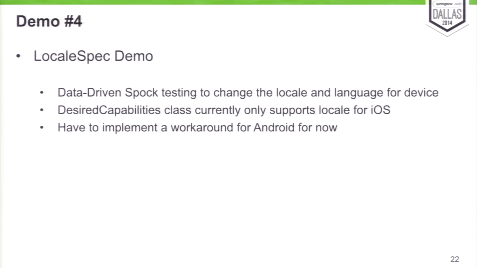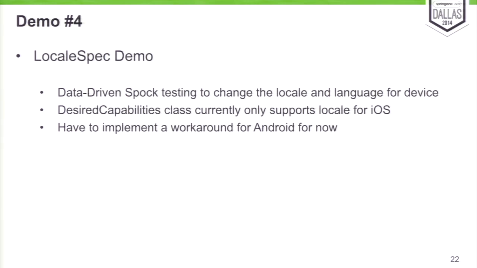So let's do a demo. This demo is only going to work on iOS today. I did have kind of a workaround working for Android, but I won't show it in this demo. But that desired capabilities class that we looked at supports passing in a locale and a language. So I can, with 2 lines of code, change the entire locale for the device.